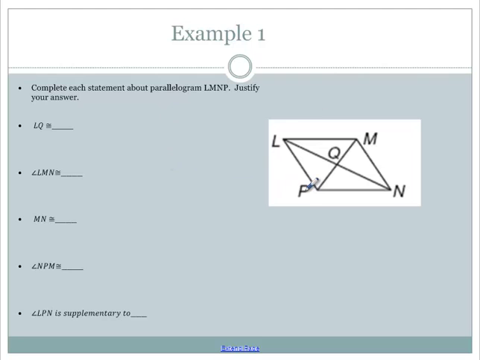So let's complete these statements based on this picture. LQ is congruent to, so LQ is part of a diagonal, it's congruent to the other part of the diagonal, QN. Angle LMN, this angle over here, is congruent to its opposite angle, angle LPN. Then we have MN is congruent to its opposite side, LP. Angle NPM, let's change colors. NPM, we're talking about this angle right here. Well, because it's a parallelogram, we have parallel lines, alternate interior angles are congruent. So NPM is congruent to LMP.